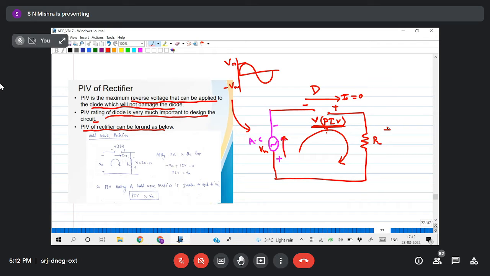So what is the voltage drop across here? I into R, I is 0, which means the voltage is also 0. If I apply KVL, moving from plus to minus here, this is minus VM. Then this is minus, this is plus, so plus PIV. Then across RL, 0, equals 0. Is it correct or not?